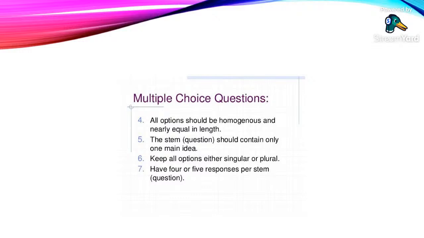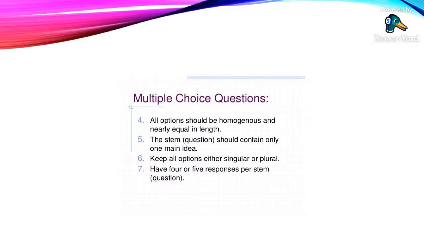You cannot include, let's say, an actor who was never a president, or an American president, or a Chinese president, or any other president of different nationality. All the options should be Filipino presidents. So that's what we mean by homogeneous.